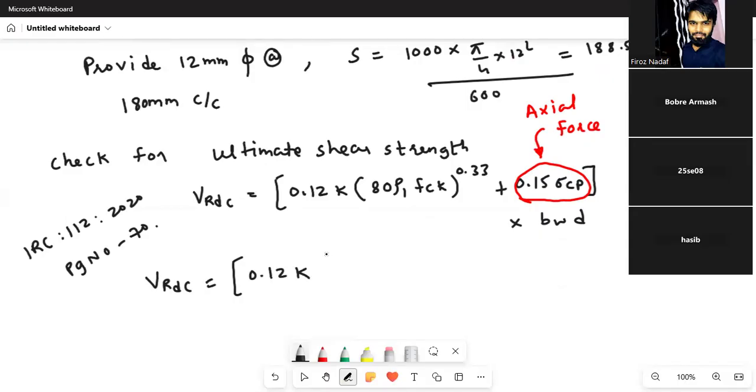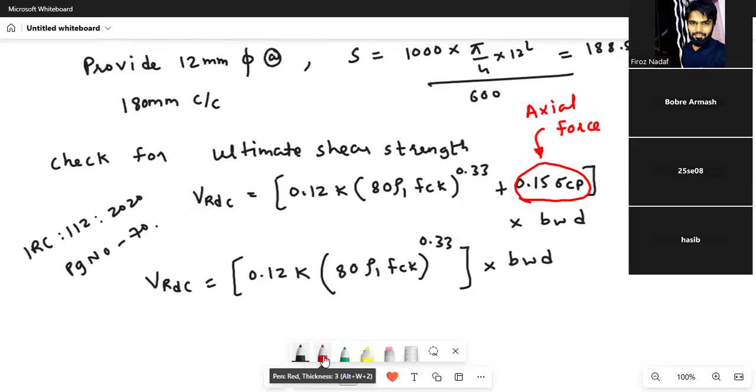So the formula will be modified as 0.12 K bracket 80 rho 1 FCK bracket close, raised to 0.33, then again closed, multiplied by bW into d. I will tell you what is K, what is rho, and what the other terms are. Okay, I will pause for some time.